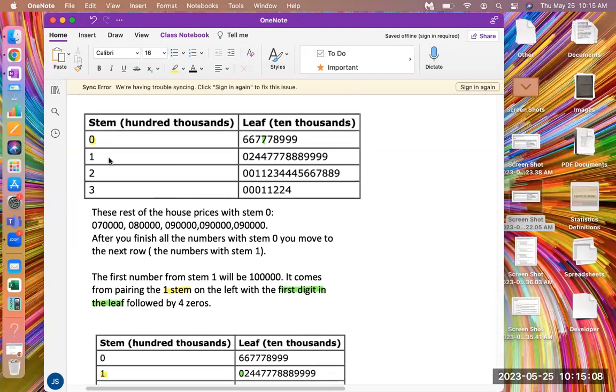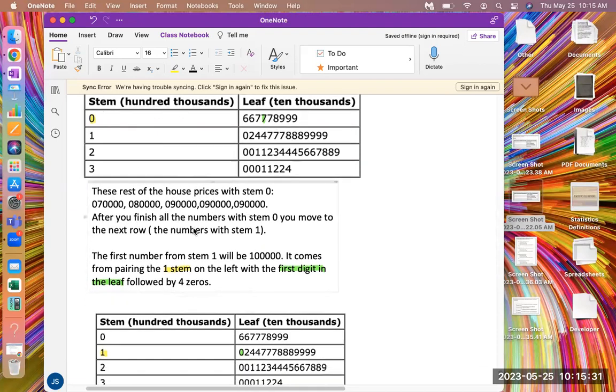Now, if you keep doing that, you're going to get 0 and 7 again, followed by 4 zeros. So you get another 70,000. Then 0 and 8, followed by 4 zeros. So it's 80,000. A 0 and 9 and 3 nines. So there's 90,000 3 times. So here's the rest of the houses in this 0 stem.